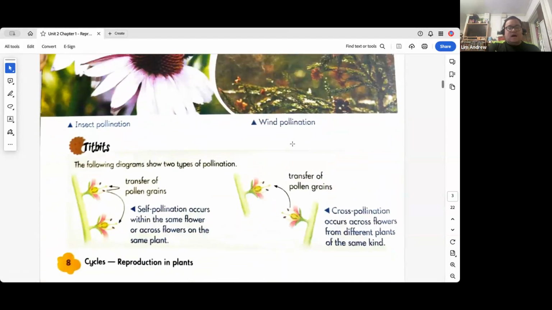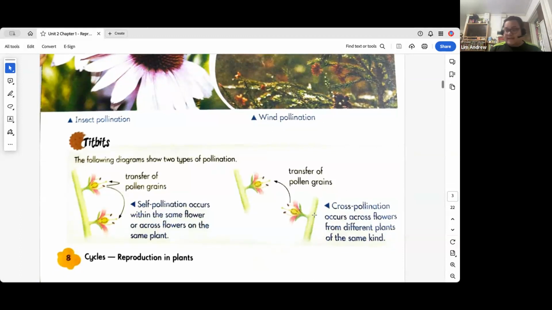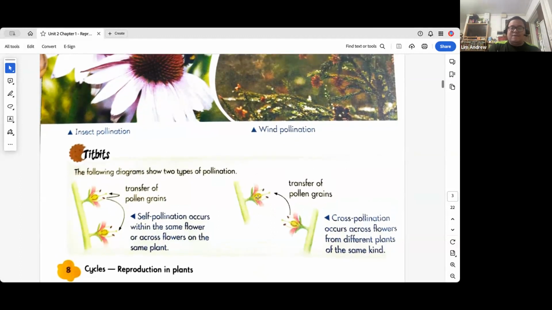All right. So how does pollination occur? We have two different types of pollination. Self-pollination occurs within the same flower or across flowers of the same plant, where the pollen grain just drops and goes to another flower. Whereas cross-pollination needs something like insects or wind, whereby the pollen grain is transferred from one plant to another plant.